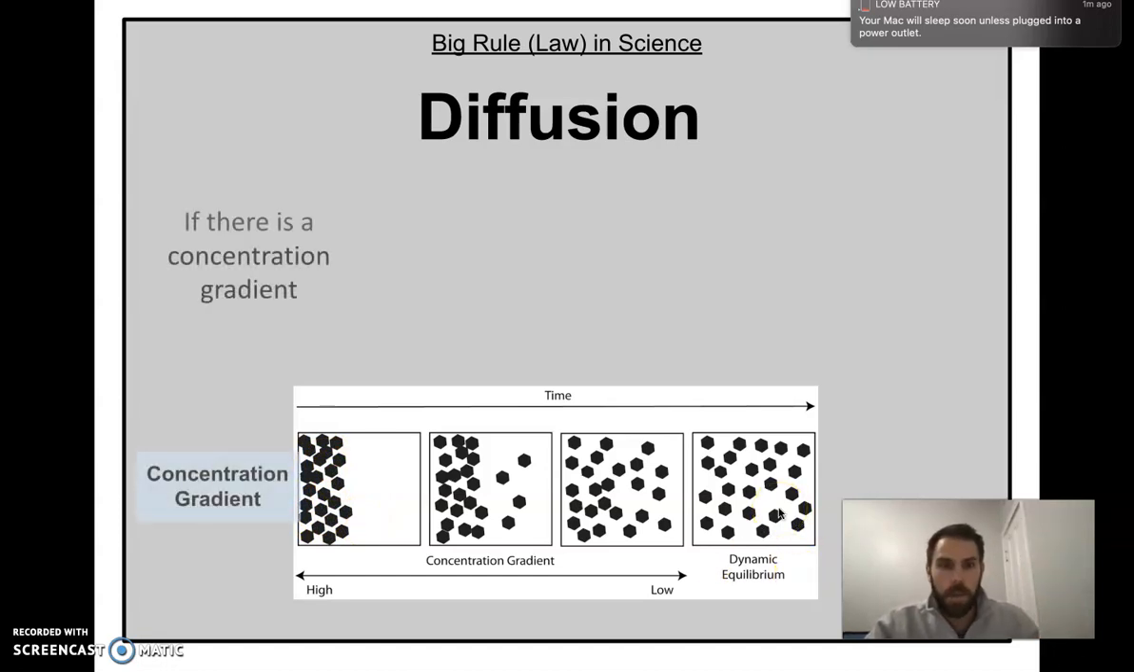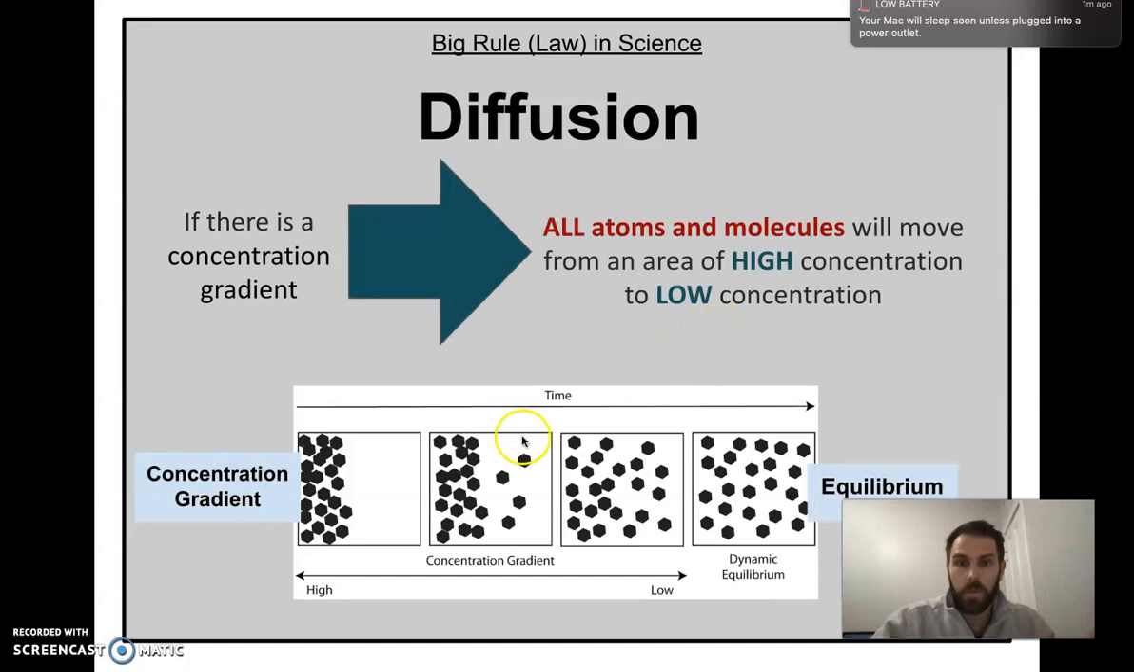That's diffusion in a simple way, but we can add a little bit more complexity and say, when we have a concentration gradient, all atoms and molecules will move from an area of high concentration to an area of low concentration until equilibrium is met. So just remember, we always go from a high to low concentration. Once you have equilibrium, there's no high or low, it's all the same, so there's no reason for molecules overall to move one way or the other. Now, remember from that first video, molecules are still moving around individually, randomly all the time. They don't stop moving, but overall, they're spread out.